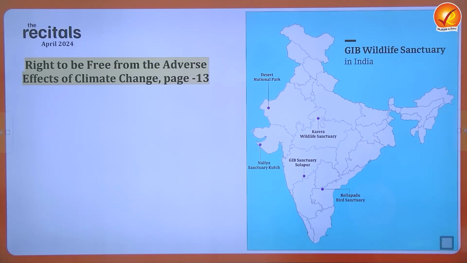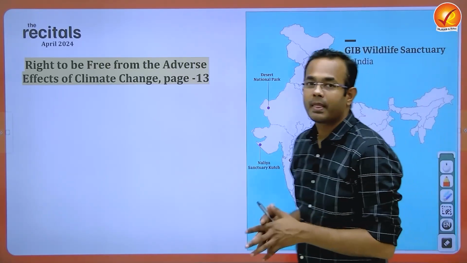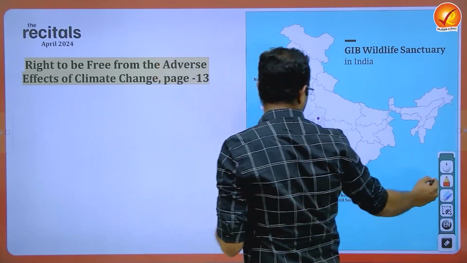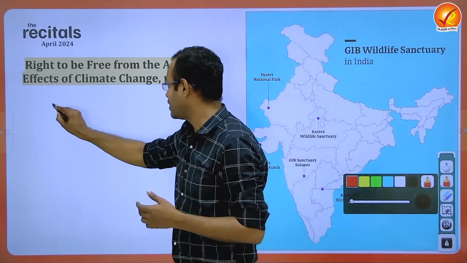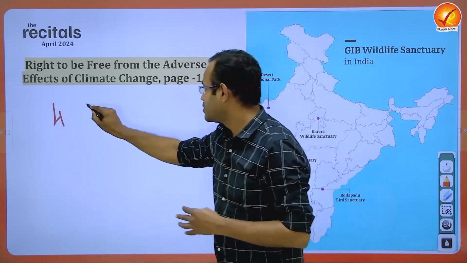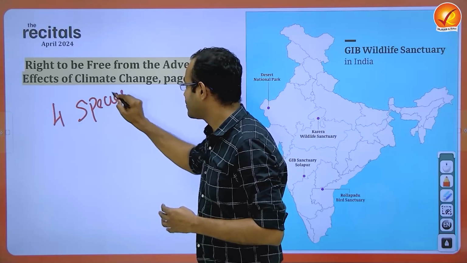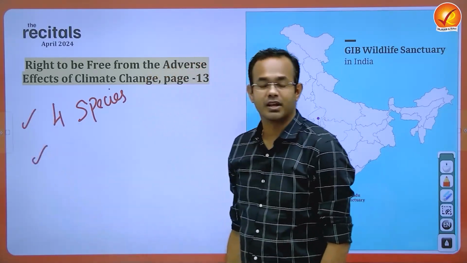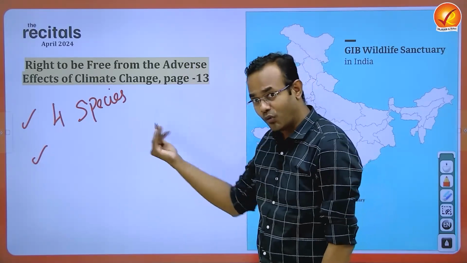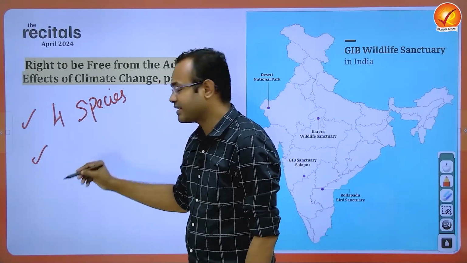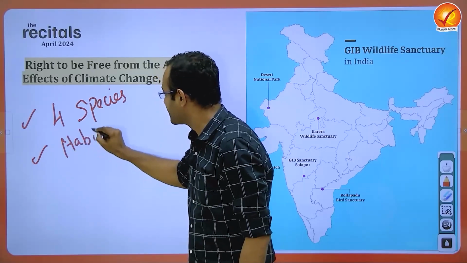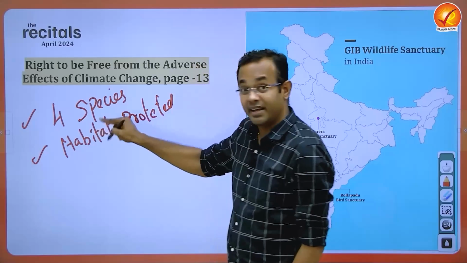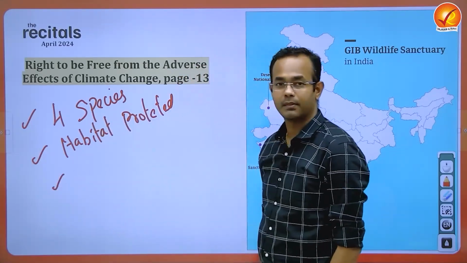Moving further, if it comes in Mains, how do you tackle an approach towards it? Why the Great Indian Bustard, or how to protect the Great Indian Bustard? One, we spoke there are 4 species, so you can speak about creating a project which can protect all the 4 species. We spoke about the distribution and its natural habitat. We can speak on another point: its habitat has to be protected. The 4 species have to be conserved. Its habitat has to be protected. Number 2.